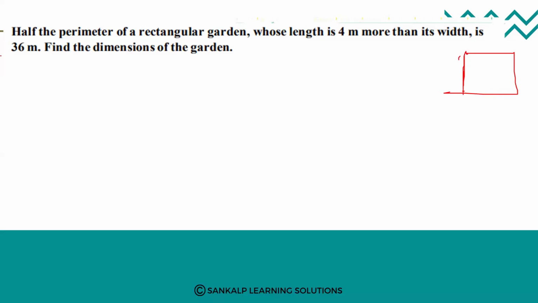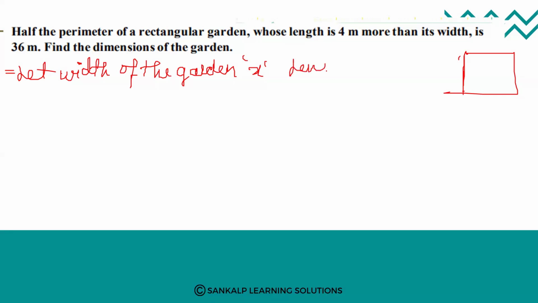Okay. Let width of the garden, we will consider it as x, and length be y. So what they have given, length is 4 meter more than its width. Therefore, length y is equal to x plus 4. So length is 4 meter more than its width. If width is x, then y is equal to x plus 4.